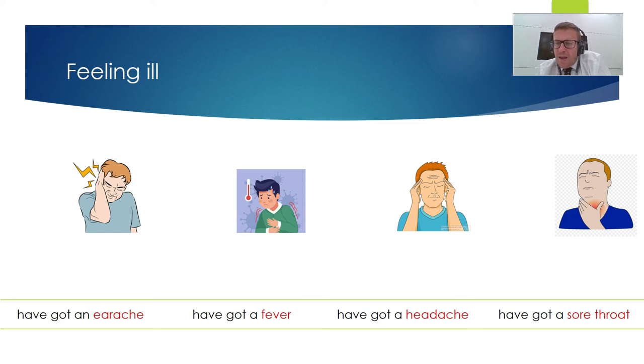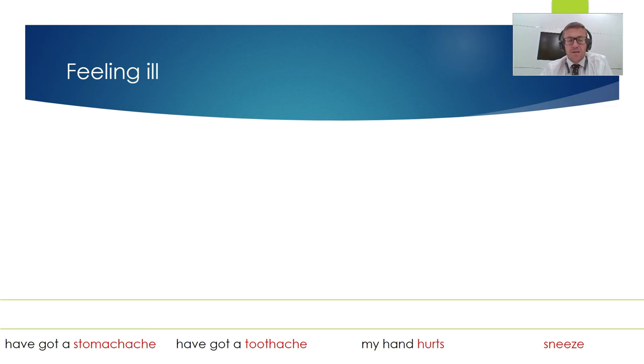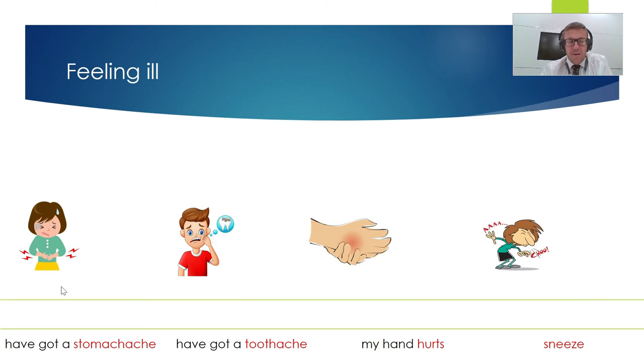I've got a sore throat. So this is inside your throat when it's sore. Stomachache, pain in your stomach. Toothache, pain in your tooth. We don't say handache, we say my hand hurts. So when it's a part of your body that hurts, you might say my hand hurts, my finger hurts, my nose hurts, whatever.